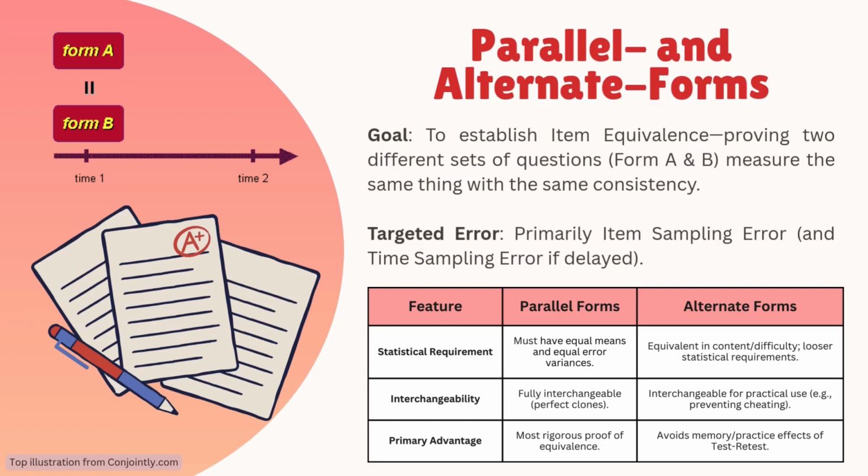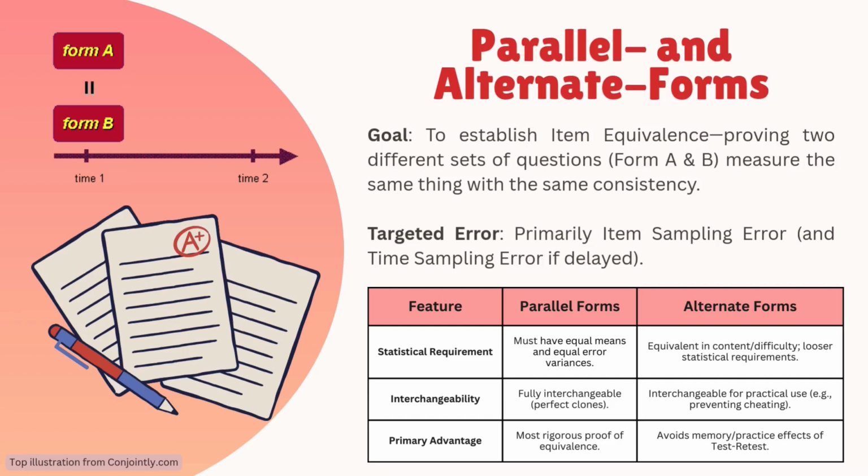So let's start with how parallel forms work. Parallel forms represent the most rigorous standard of equivalence. They are designed to be statistically interchangeable, like two perfect clone twins. So both Form A and Form B must be identical in content, format, difficulty, and variance.